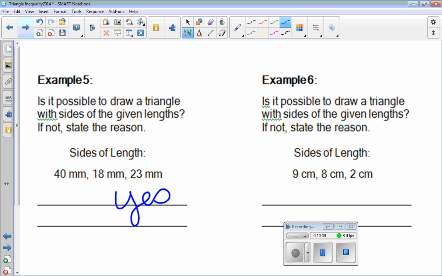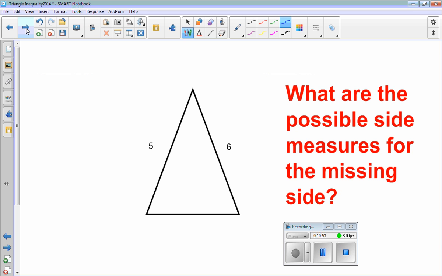Good. All right, how about over here? Side lengths of 9, 8, and 2. Do they make a triangle? Yeah, because the two smallest ones do add up to be bigger than the third. Good. Pretty easy stuff, right? Can it be, yes or no, is really the question. A little bit harder when I ask you this question.